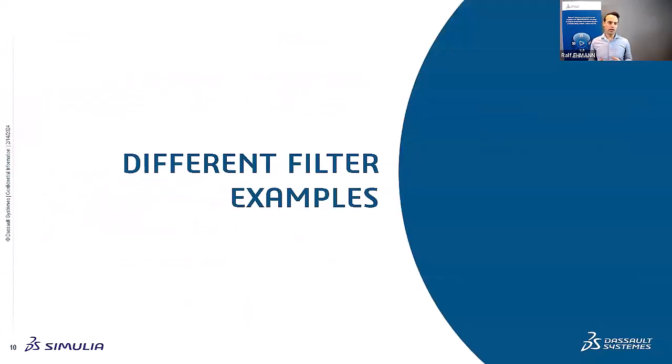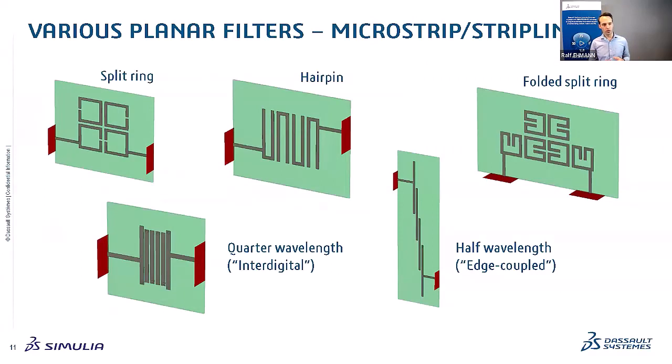Okay, let's take a look at different filter examples. We have talked a lot about cavity models, but of course we also support various planar filters in both microstrip or stripline. We introduced this a couple of versions ago already. You'll see things like split ring resonators and folded rings, which you can really play with in terms of placing transmission zeros and having more topologies, not just the inline style topologies. You'll see the hairpins, the interdigital with quarter wavelength transmission lines, and then also edge coupled filters.